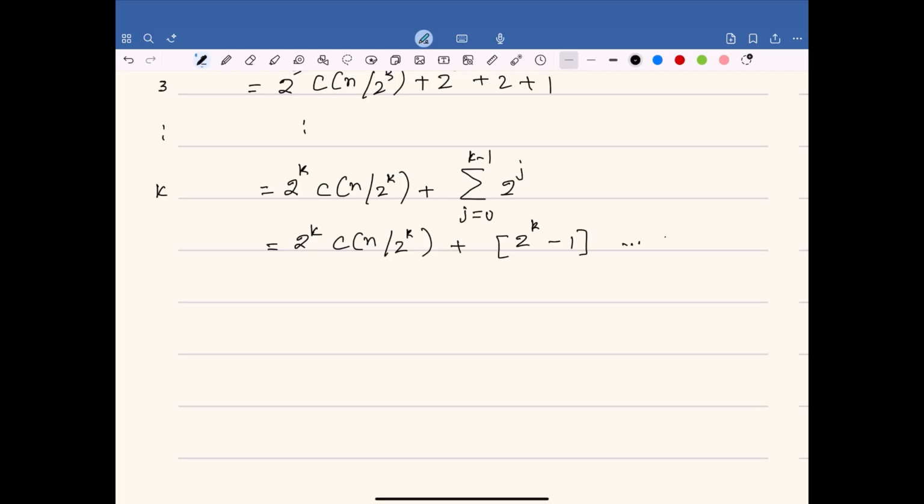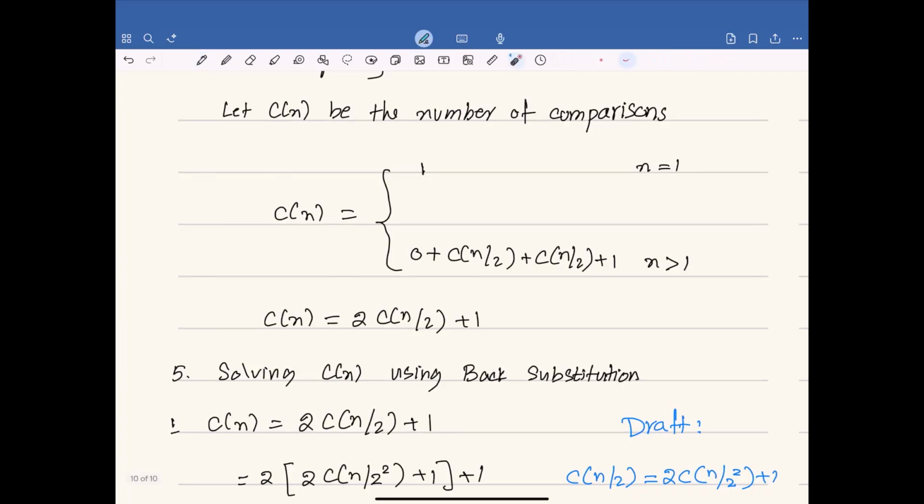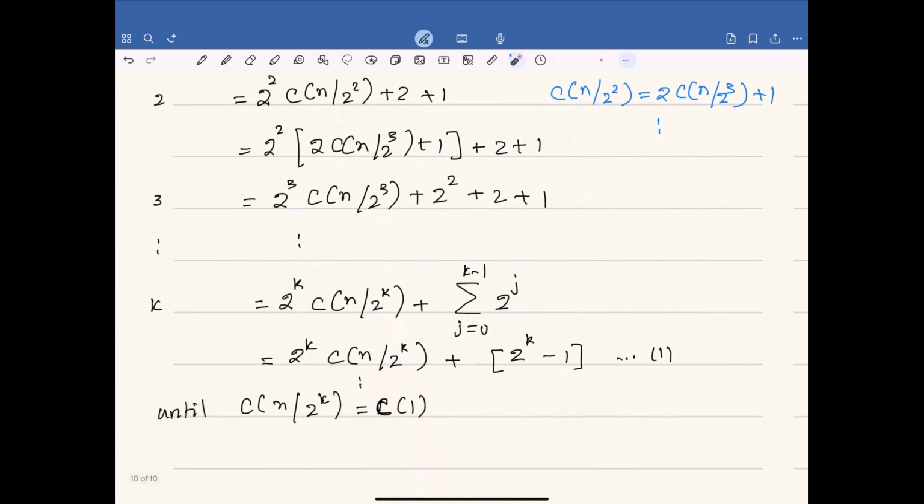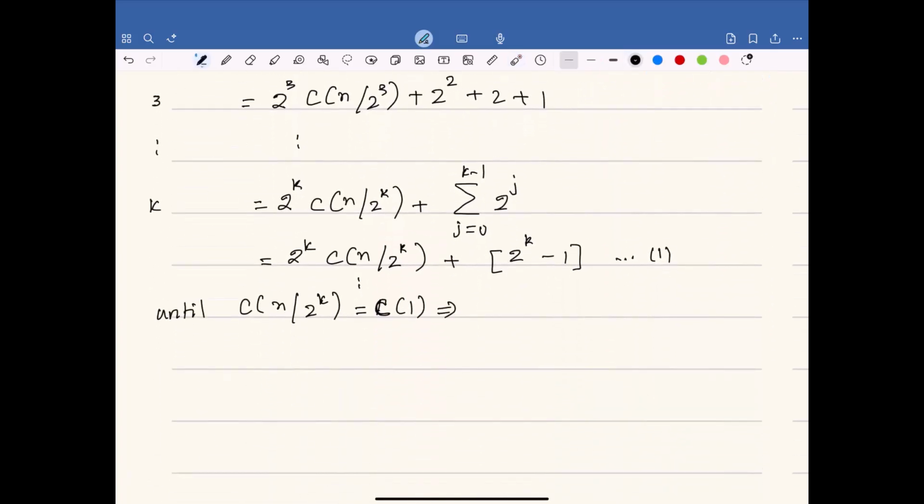We label this formula by 1. Then continuing dividing by 2 until C(n/2^k) equals the initial value, which is C(1). So if we go back to the recurrence relation, this is the initial value when n is equal to 1, then C(1) is equal to 1. By equating the two parameters, n over 2^k is equal to 1. So n is equal to 2^k. So k is equal to log base 2 of n.